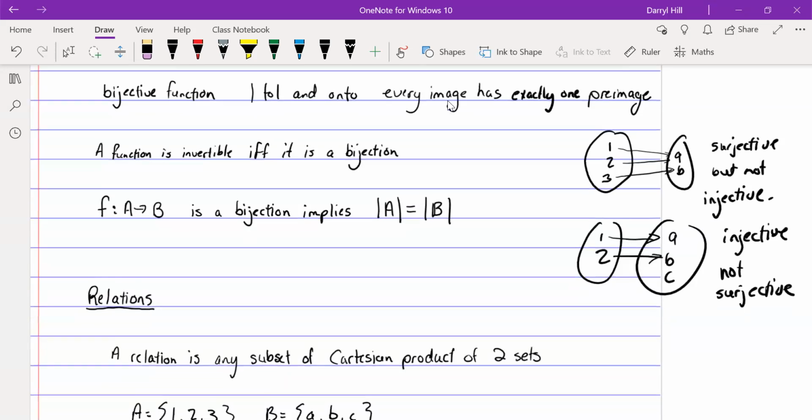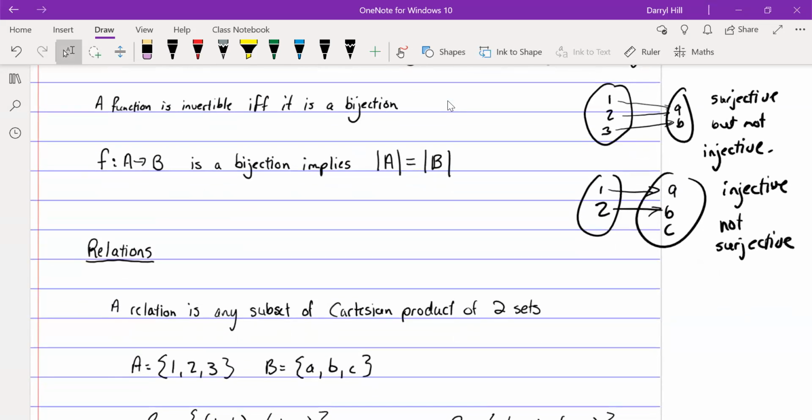All right, and also, yes, if a preimage doesn't have an image, so if, for instance, my 3 here lost its mapping, then that's not a function either. Yeah, good job.